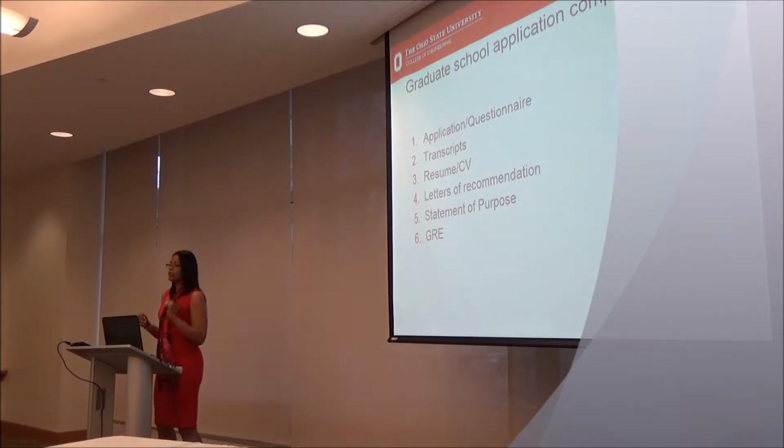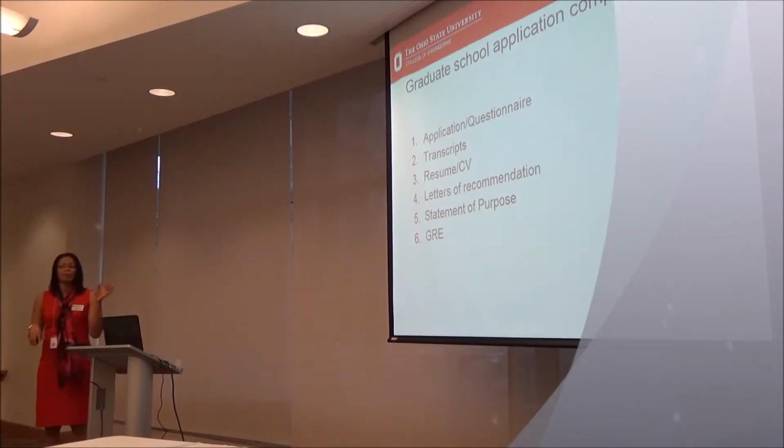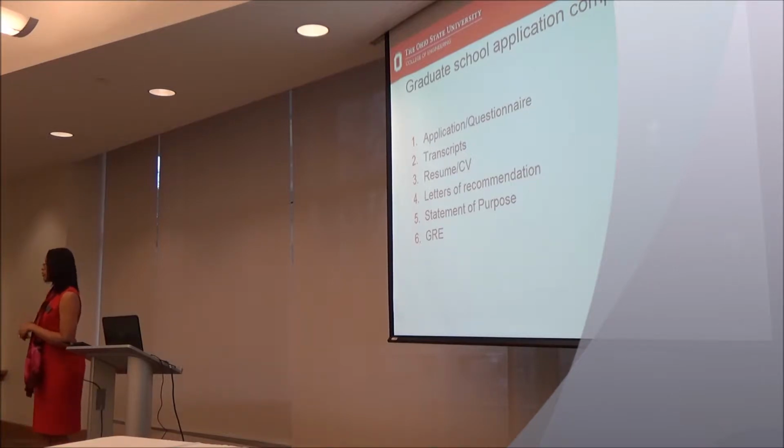So there are, at least at Ohio State and in most institutions, going to be 6 distinct components when applying to a graduate program.